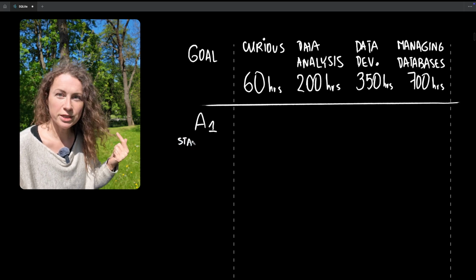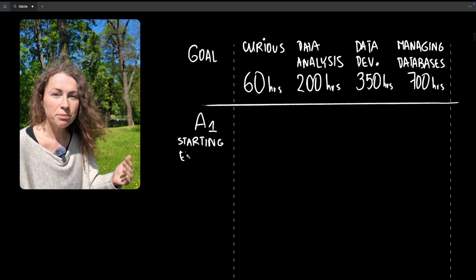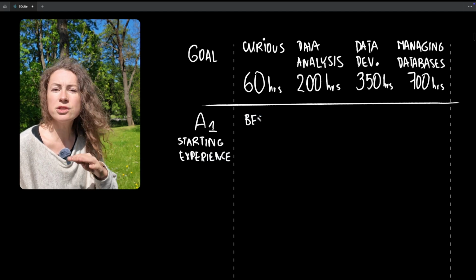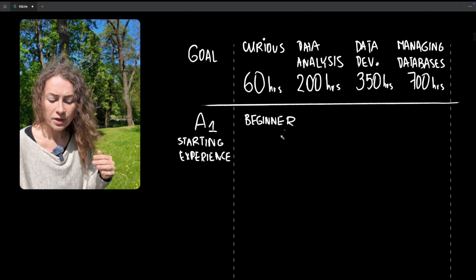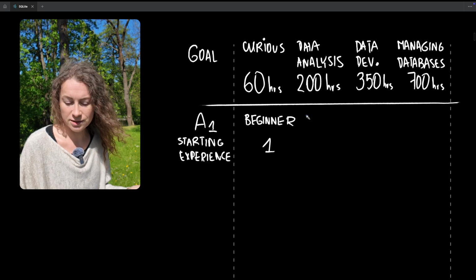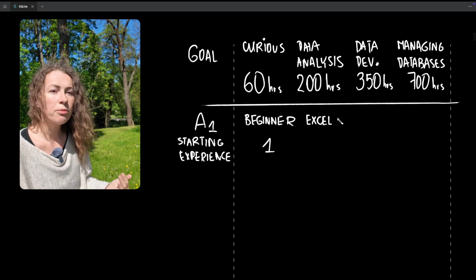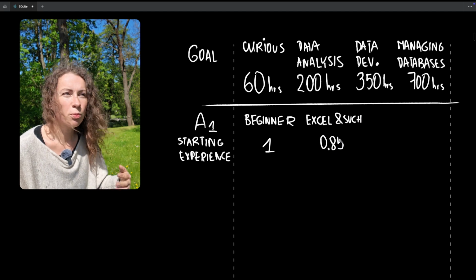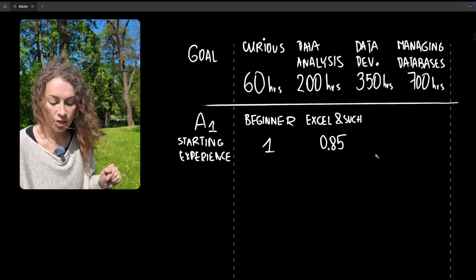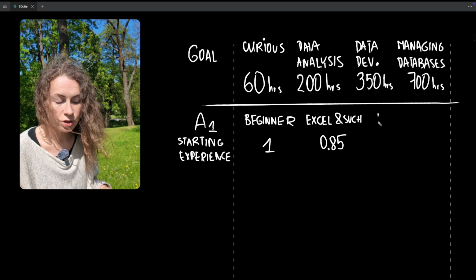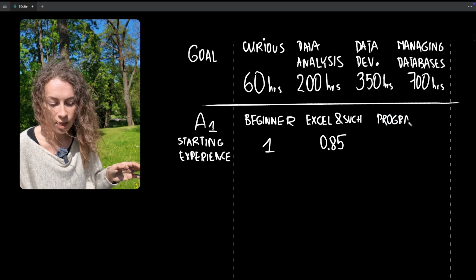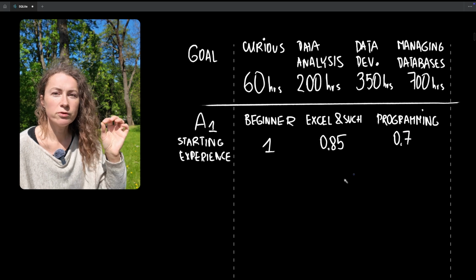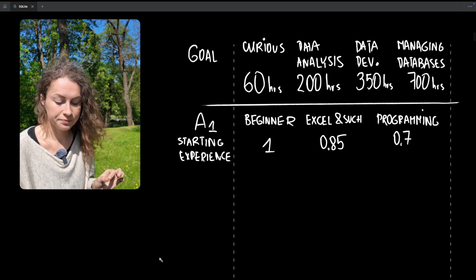First, your starting experience. So a complete beginner to technology starts at the baseline, meaning there is no multiplier. If you're proficient with tools like Excel, for example, then you learn about 15% faster. So that gives you a multiplier of 0.85. If you already know a programming language like Python or JavaScript, then you learn about 30% faster. That means a multiplier of 0.7.